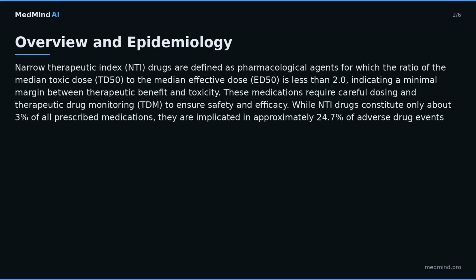Overview and epidemiology. Narrow therapeutic index, NTI, drugs are defined as pharmacological agents for which the ratio of the median toxic dose, TD50, to the median effective dose, ED50, is less than 2.0, indicating a minimal margin between therapeutic benefit and toxicity. These medications require careful dosing and therapeutic drug monitoring, TDM, to ensure safety and efficacy.